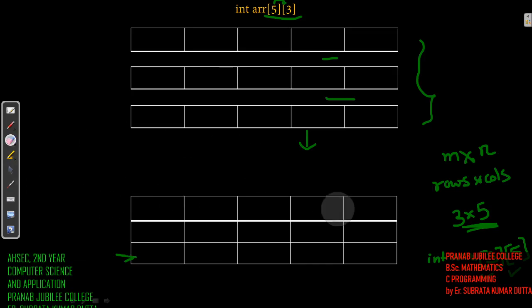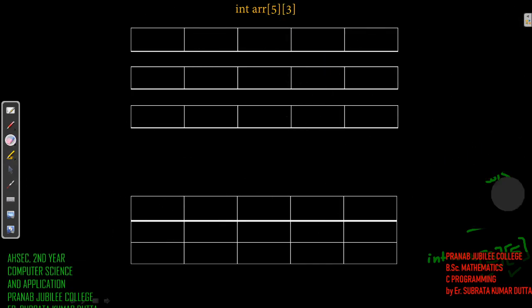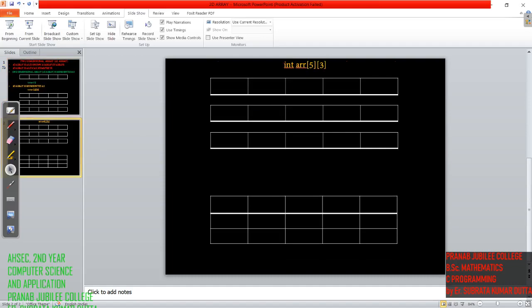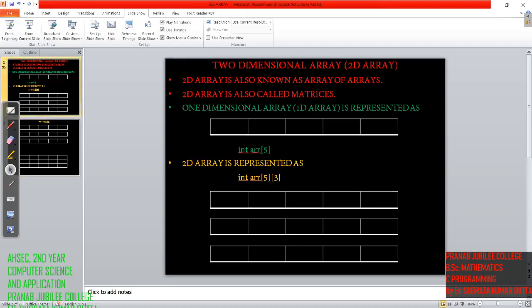That means we have to correct it. So always remember, first the number of arrays will come, and after that the number of blocks per array will come.